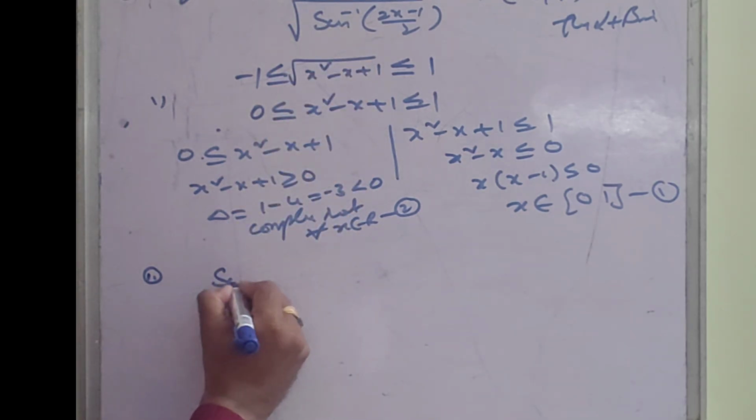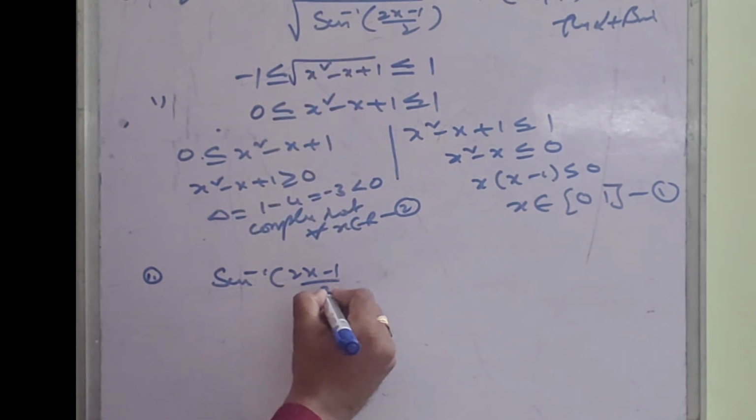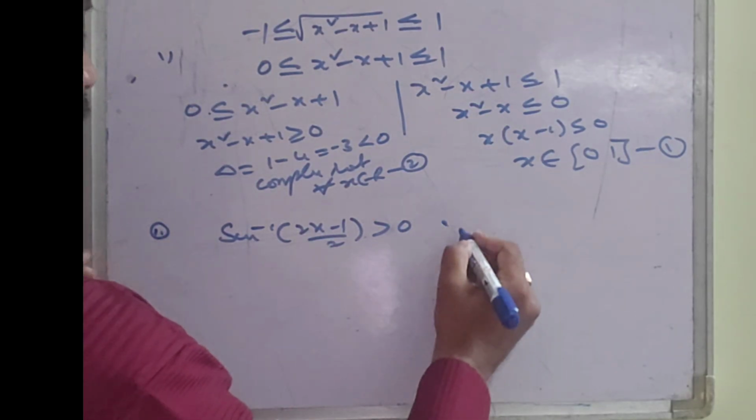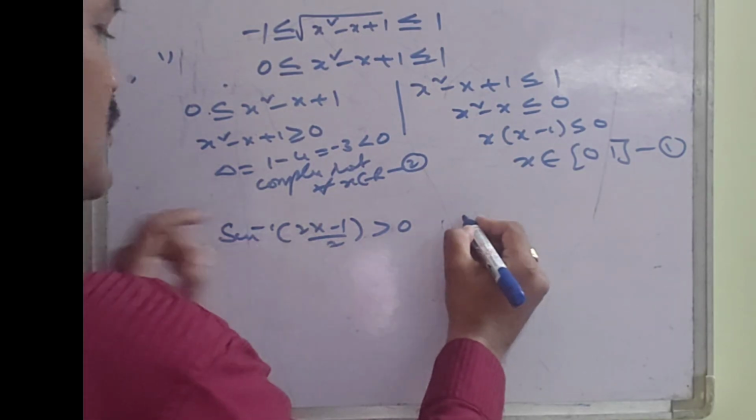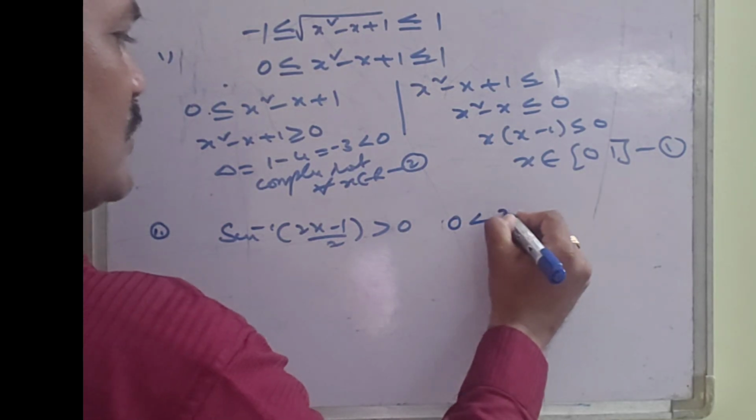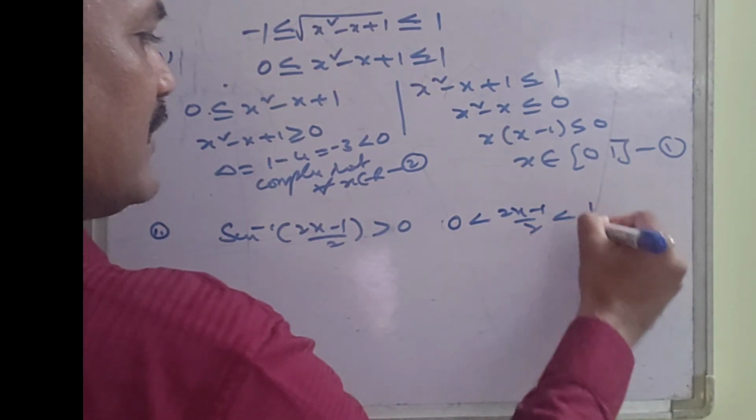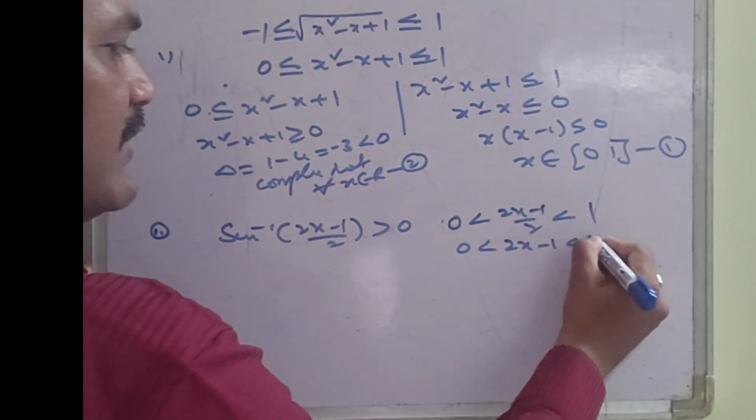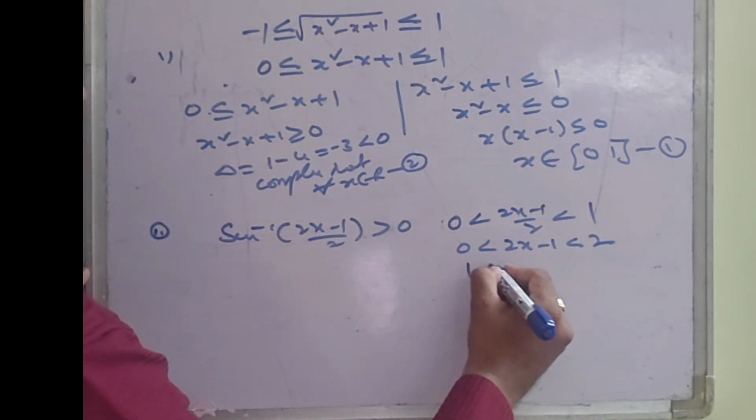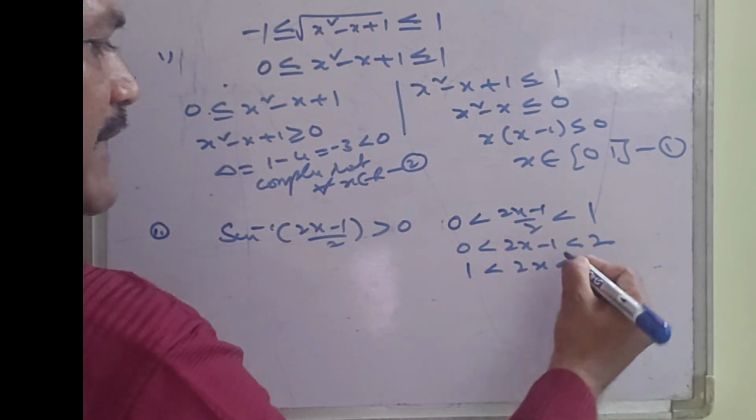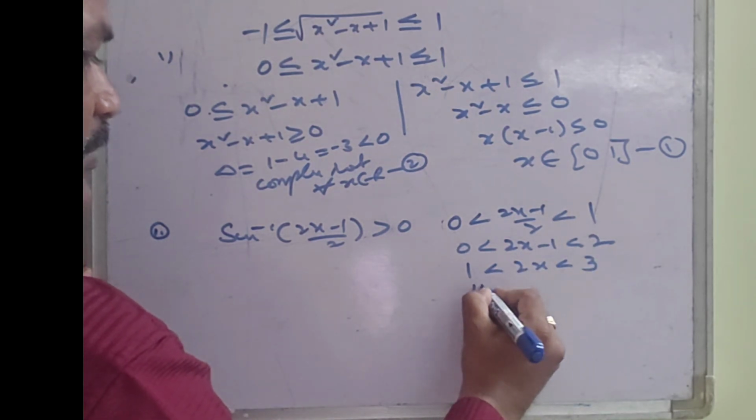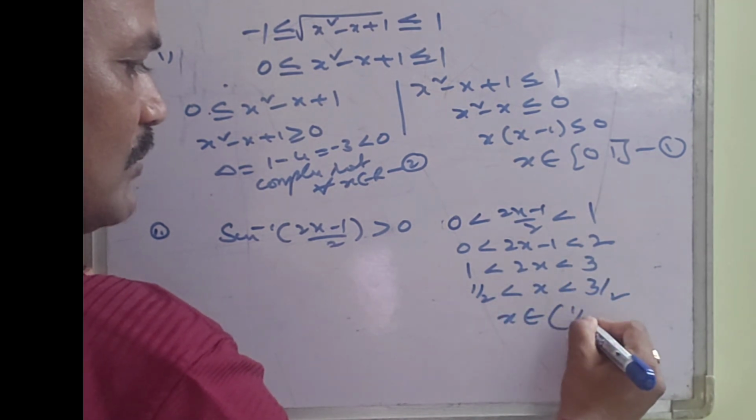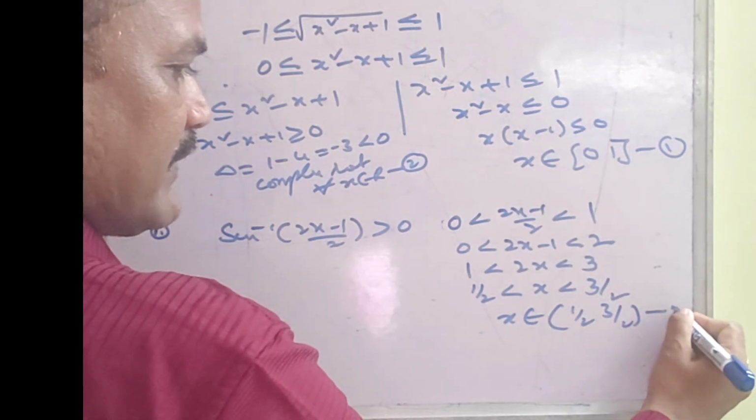Now case 2, here by the root function, the function sin inverse of (2x - 1)/2 is greater than 0. So sin inverse range, so 0 < (2x - 1)/2 < 1. Both sides multiply with 2, 0 < 2x - 1 < 2. Adding 1, 1 < 2x < 3. By dividing by 2, 1/2 < x < 3/2. Now x belongs to (1/2, 3/2), say equation 3.